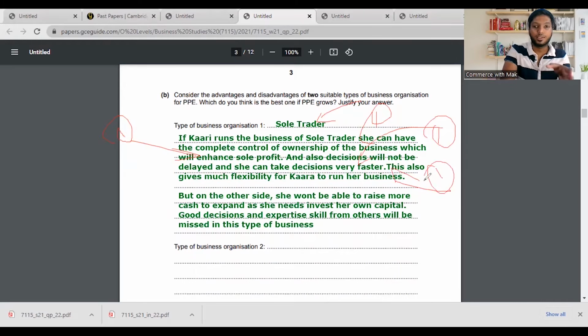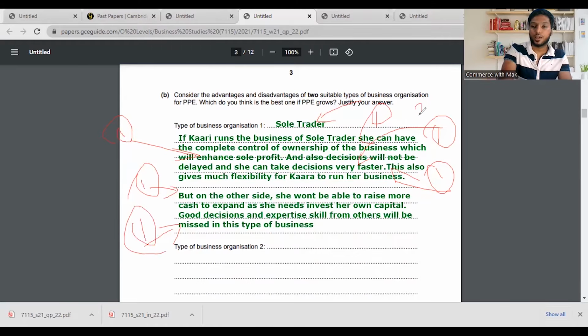So kill your examiner by writing the correct terms. You should always remember to write it in a paragraph manner. And also I have put the disadvantage this way: but on the other side, she won't be able to raise capital, cash to expand, as she needs to invest her own capital. So this is disadvantage 1 I have written. And then I said good decisions and expertise skills from others will be missed in this type of business. So good decisions and expertise skills means good experienced decisions will be missed from this type of business. So I wrote another point, so I got 6 marks for this.